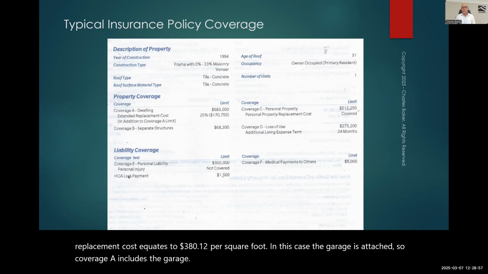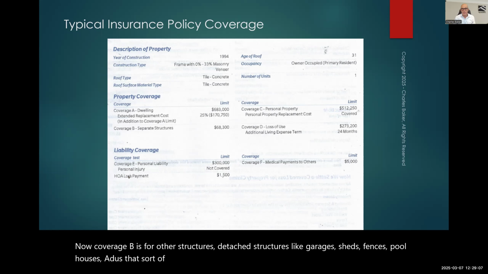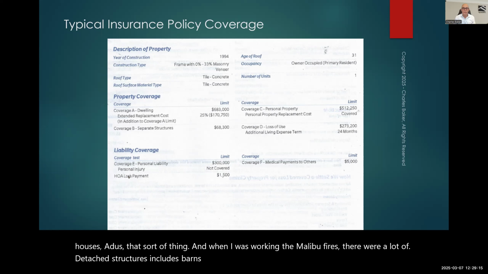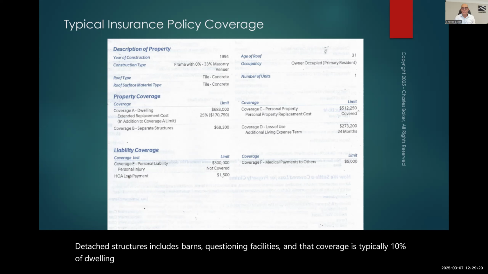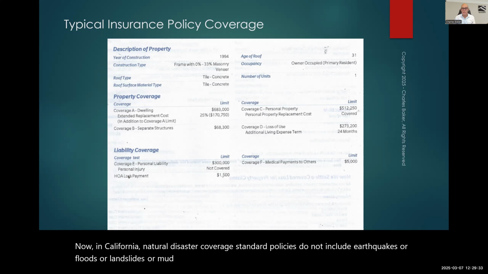Now, coverage B is for other structures, detached structures like garages, sheds, fences, pool houses, ADUs, that sort of thing. And when I was working the Malibu fires, there were a lot of detached structures. Includes barns, equestrian facilities. And that coverage is typically 10% of dwelling coverage. Now, in California, natural disaster coverage standard policies do not include earthquakes or floods or landslides or mud flows. So there are separate riders for those.